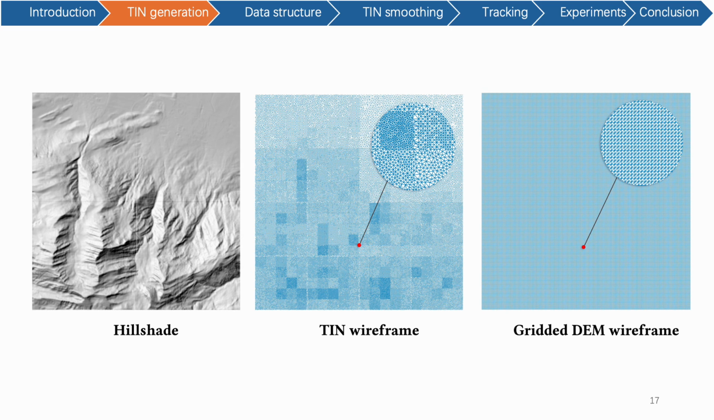Here is another example of real-world terrain. The hue shade of this terrain is shown on the left. The TIN and the graded DEM wireframe are shown on the right. As you can see, with the same number of vertices, the TIN's adaptive resolution allows us to allocate more vertices in the mountainous regions than the plateau regions.